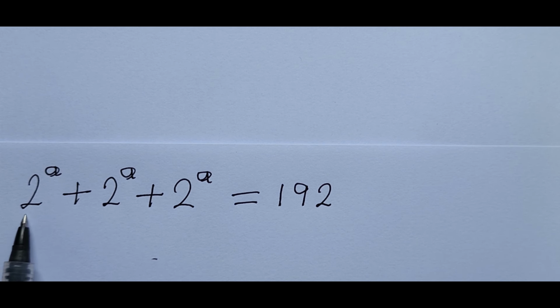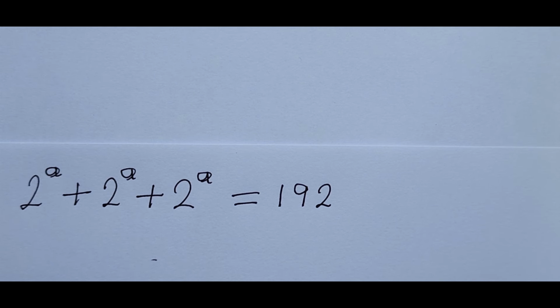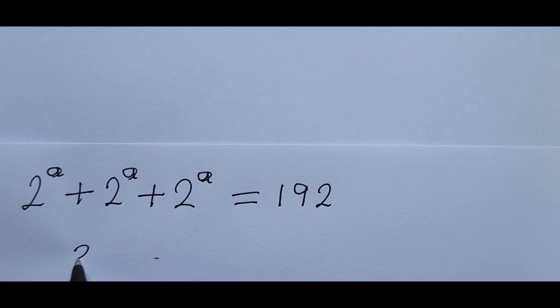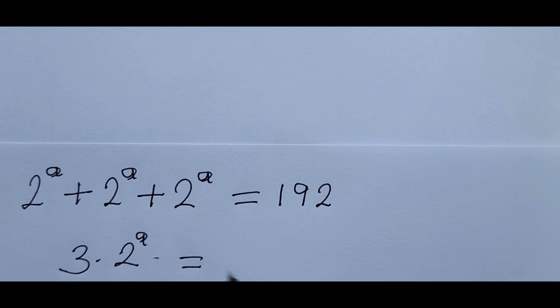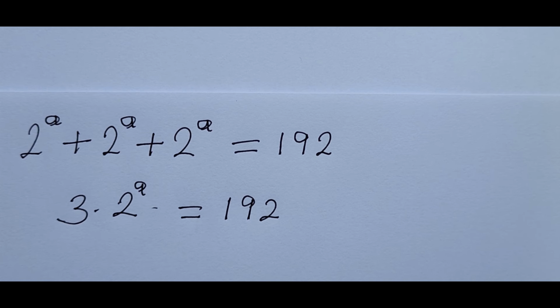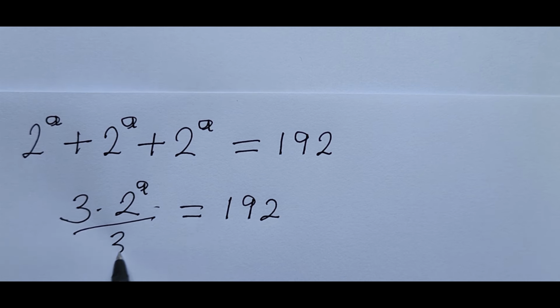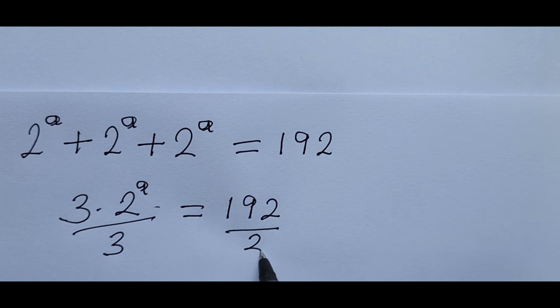Now, you discover that this and this and this are the same. So since they are the same, we can add all of them together. If you add this together, this is going to give you 3 times 2 to the power of a equal to 192. Mind you, this is your multiplication sign. So we divide through by 3, we divide this side by 3 also.